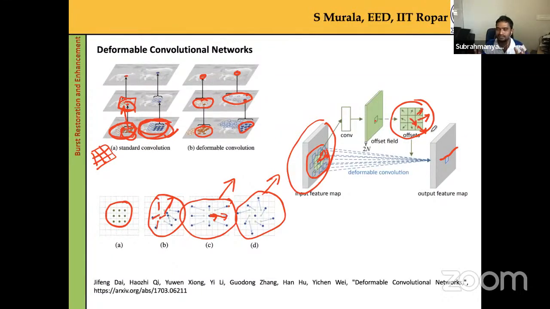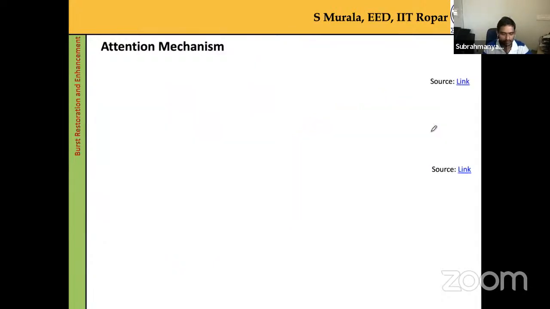It means the shape is not fixed. The shape gets deformed, so different shapes will be formed based on the content. That's why we call it deformable convolution.